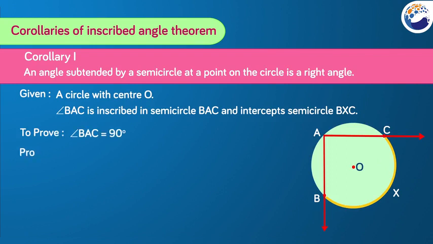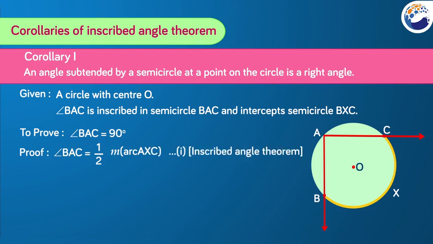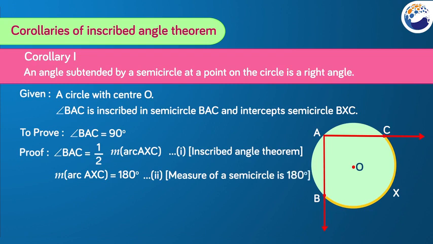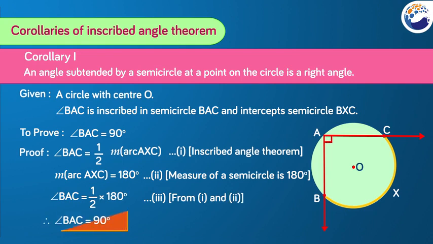Proof. Angle BAC is equal to half the measure of arc AXC. Equation 1. Inscribed angle theorem. The measure of arc AXC is equal to 180 degrees. Equation 2. The measure of a semicircle is 180 degrees. Angle BAC is half into 180 degrees. Equation 3. From equation 1 and 2, angle BAC is equal to 90 degrees.